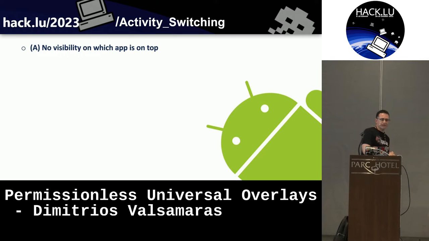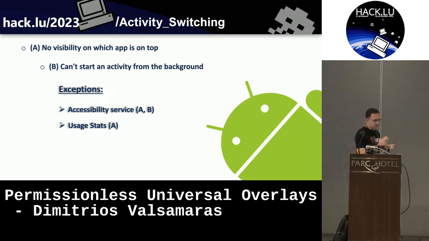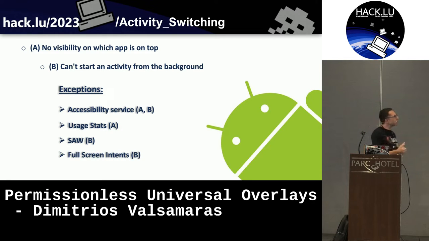There are restrictions, of course, to this attack. In the Android operating system right now, we can't see or know which app is running in the foreground. We can't start an activity from the background, as I told you before. But there are exceptions: the accessibility service, which can get your app opted out from any kind of UI restriction. The user's touch, which can be used with a small hack to get the visibility of the window of the app which is on top. We have the system alert window permission, and of course we have the full screen intents, which can be used instead of a notification to start a full activity. And this is how it works.